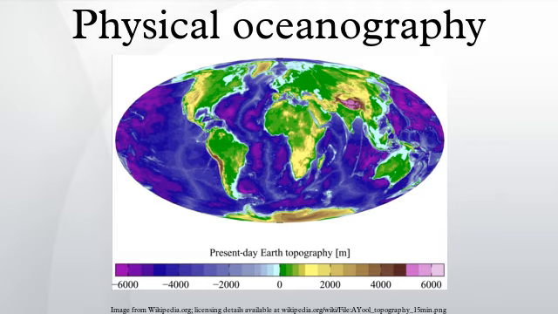Physical oceanography is the study of physical conditions and physical processes within the ocean, especially the motions and physical properties of ocean waters. Physical oceanography is one of several subdomains into which oceanography is divided.